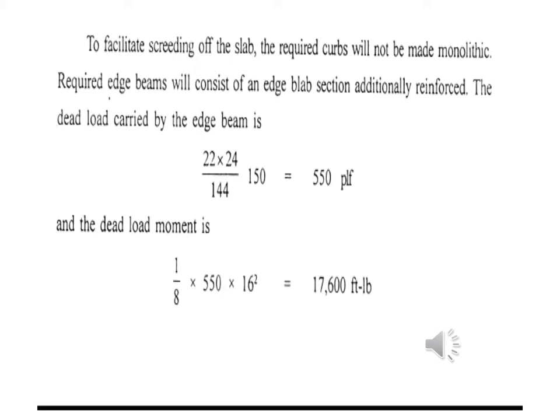So to facilitate the screeding of the slab, the required curbs will not be made monolithic. So the required S beams will consist of the slab section with the added reinforcement. The dead load carried by the S beam is 22 × 24 × 144 × 150. You got 550 pounds per foot.